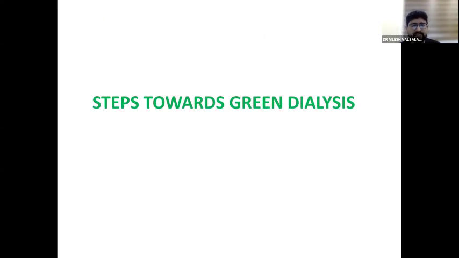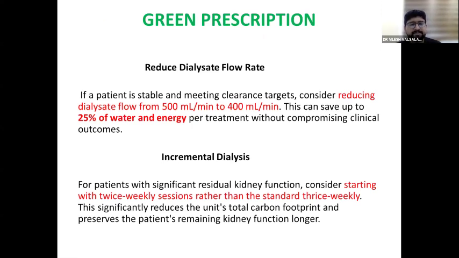So for that, we start with the first green prescription. Whenever you are giving a dialysis prescription, what can be done best to reduce carbon emission? If a patient is stable and is meeting clearance targets, so your patient is doing well, the urea clearance is good, your urea reduction ratio and Kt/V are all perfect, you can consider reducing your dialysate flow from 500 ml per minute to 400 ml per minute.